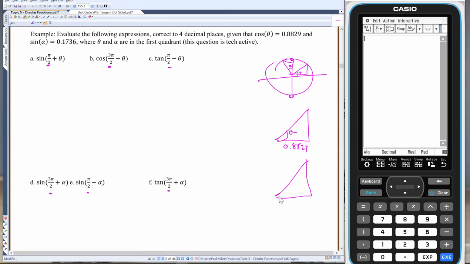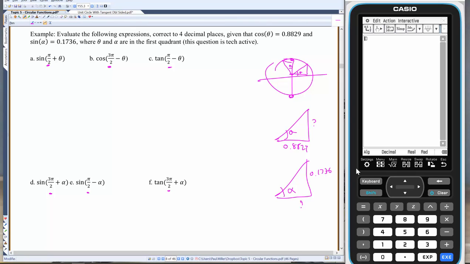And it also tells us that the sine of alpha, so this is alpha, a completely different angle, is 0.1736. So the first thing we'll do is, because I can see I'm using sine, cosine, and tan, I'm going to need to find out these unknowns, sine and tan over here, to use them later on.